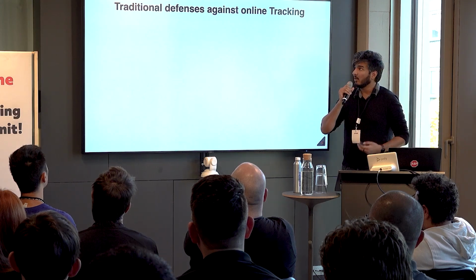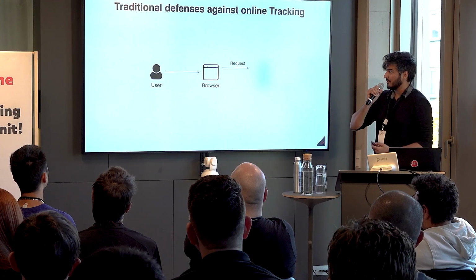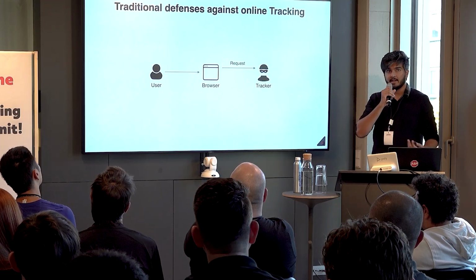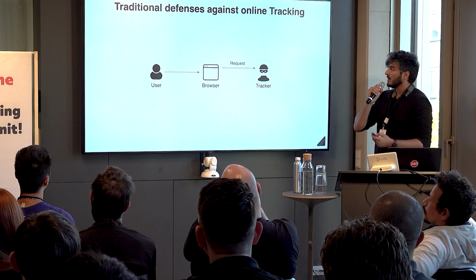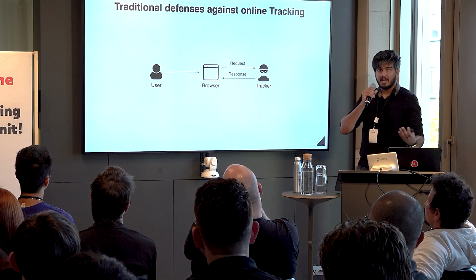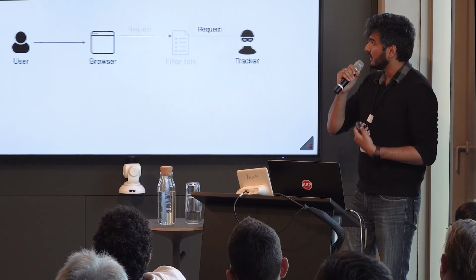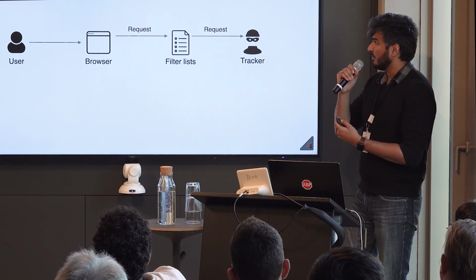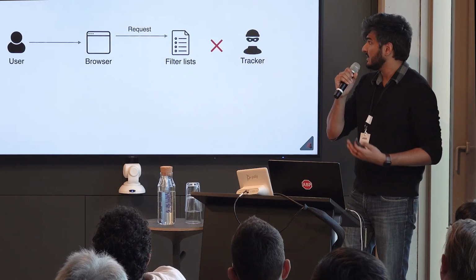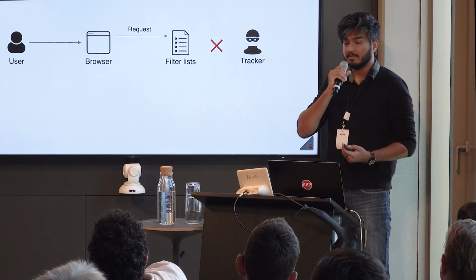Traditionally, online tracking works like this: a user goes to a website and a request is generated, which goes to a tracker. That request can contain identifying information such as the user's cookies, which contain identifiers, or email addresses or other personal information about the user. The tracker can ultimately respond with more information, which is stored in the user's browser storage. Normally, filter lists are a very good way to prevent this kind of tracking: if the request endpoint matches an entry in a filter list, that request is blocked, the tracker does not get that information, and this type of online tracking is prevented.